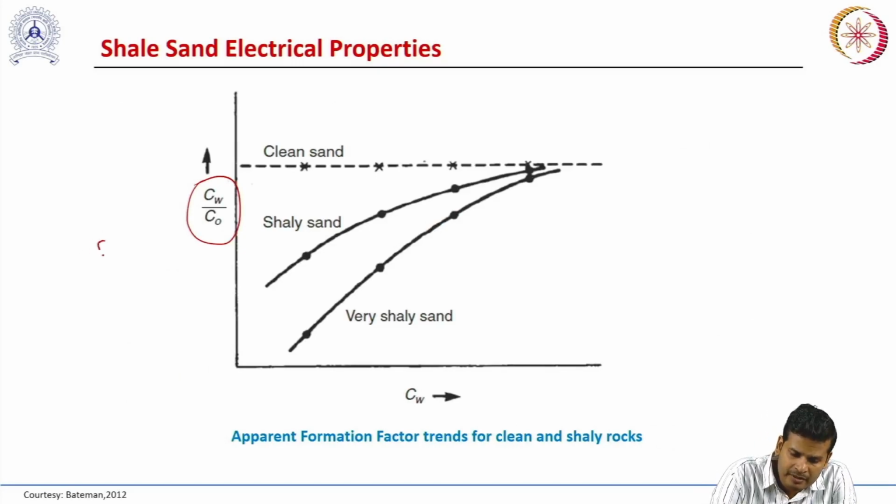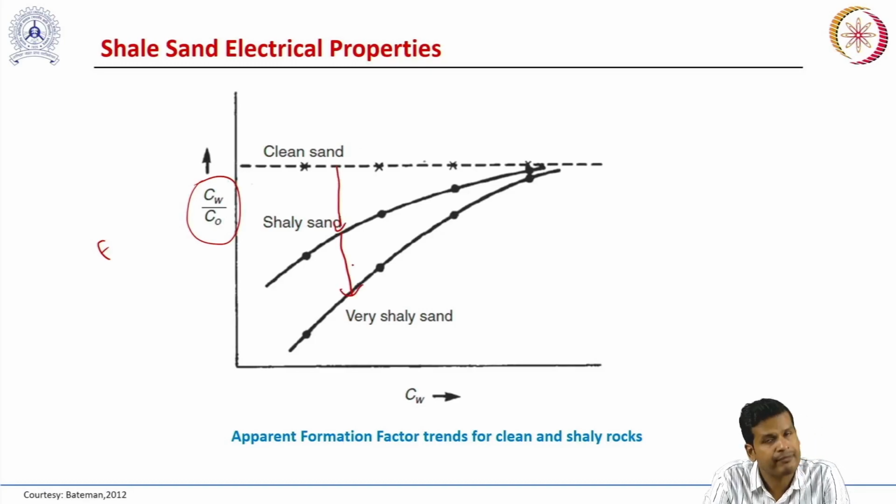Cw by Co is the formation factor in the case of a clean formation, or if we have a shaly formation, we can call it the apparent formation resistivity factor. We can see the presence of shale decreases the value of our F. But at high formation water salinity, both shaly sand and clean sand will have almost the same value of formation factor.